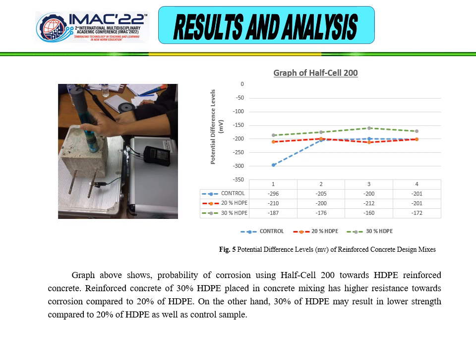From the graph of the half-cell 2000 result here, we can say the probability of corrosion, using half-cell 2000 on HDPE reinforced concrete, shows that reinforced concrete with 30% HDPE in the concrete mix has higher resistance toward corrosion compared to 20% addition. On the other hand, 30% HDPE may result in lower strength compared to 20% HDPE as well as the control samples.